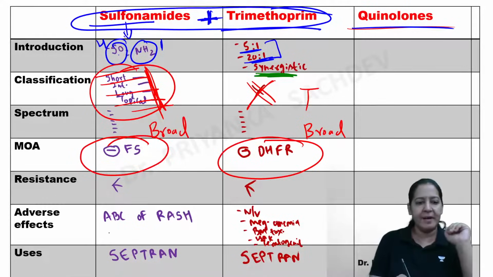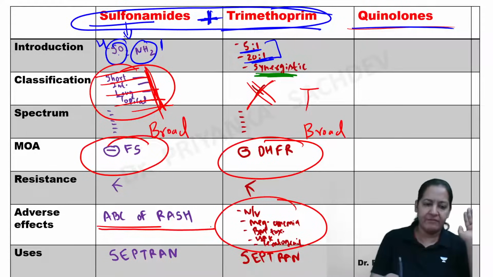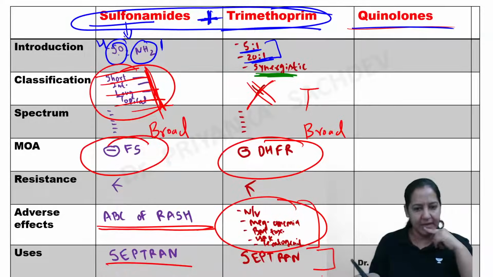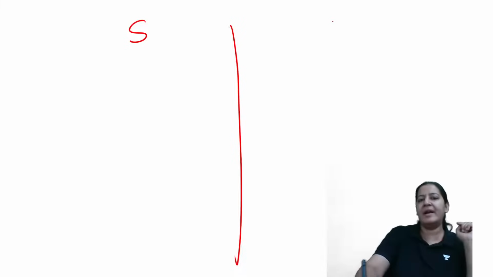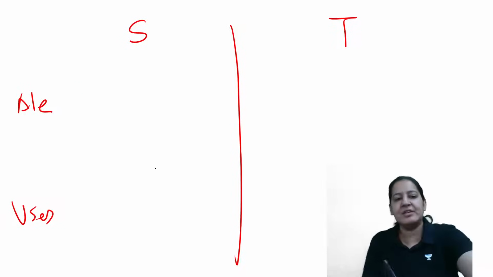Coming on adverse effect. Compare the adverse effect. Here we are having a mnemonic, ABC rash. Here we don't have any mnemonic. Unfortunately, you can make it, right? So what is the full form? Tell me the adverse effect and uses here, and tell me the adverse effect and uses here. Who will help me? Tell me adverse effect and uses, sulfonamide and trimethoprim. First tell me adverse effect of both, and then tell me the uses of both. Who will help me? Adverse effect.